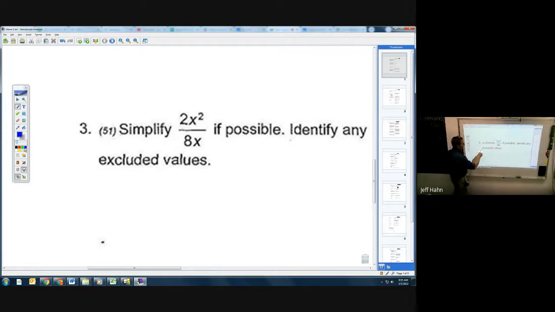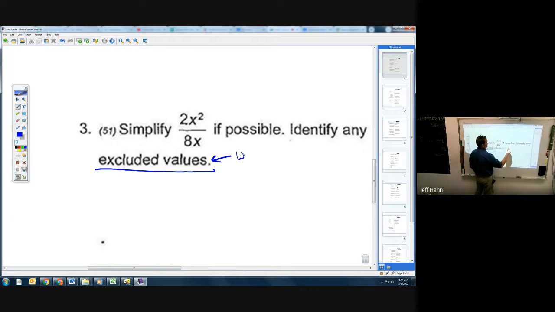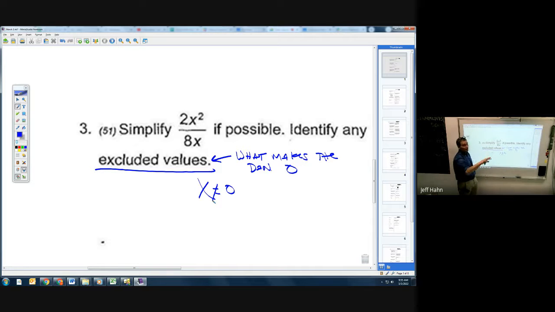First of all, let's talk about excluded values. Anytime they ask about excluded values, you have to ask yourself, what makes the denominator zero? Because you can never have a zero on the bottom of a fraction. What would x be? 8 times what number gives you zero? Zero. And that's what the excluded value is. You can't have a zero there because it makes the whole thing undefined.